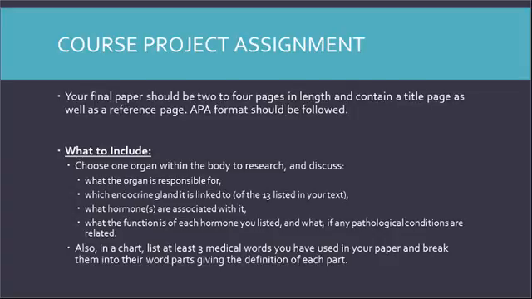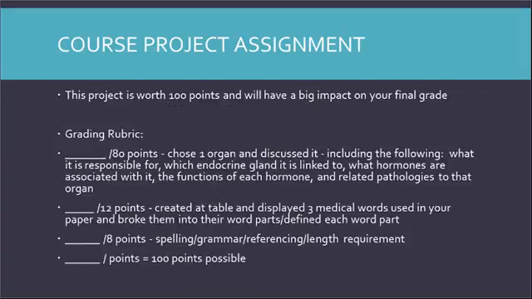The last thing we want to see in your paper is a chart. And within that chart, list at least 3 medical words that you've used in your paper. Break them into their word parts, and then give the definition of each word part. A lot of times students will look at that and go, I have no idea what that means, or they'll make it more complex than it has to be. So I have an example, I believe, on one of the upcoming slides. So first let's talk about the grading of it, and then I'll show you that example of that table. And again, the table should just be in the same document with your paper, probably at the end of your paper before you get to your reference page, just insert that table.